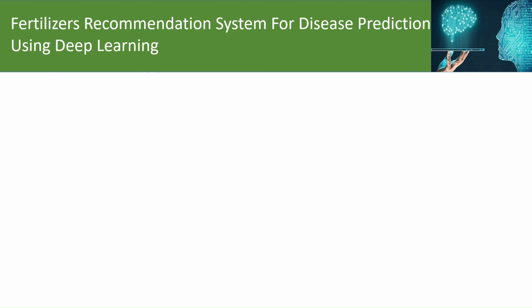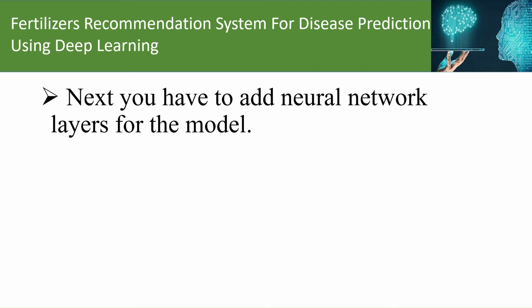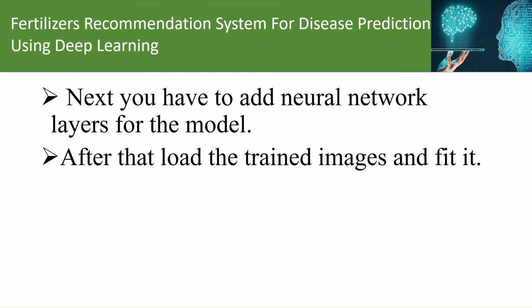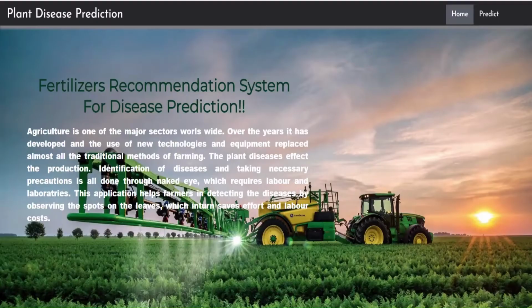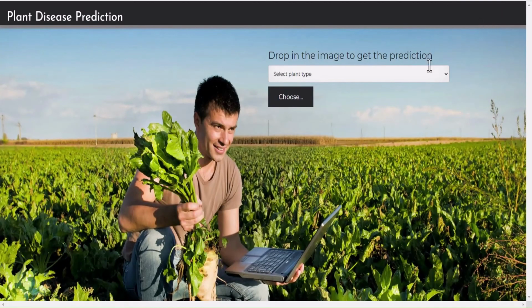Next you have to add neural network layers for the model. After that, load the trained images and fit the model. Then test it. This is how my project works. Enter the URL in your browser and click on it. Now the home page of your web application will appear, and it shows the information about the web application. Next, on that page you have to click the Predict button to navigate to the Prediction page.